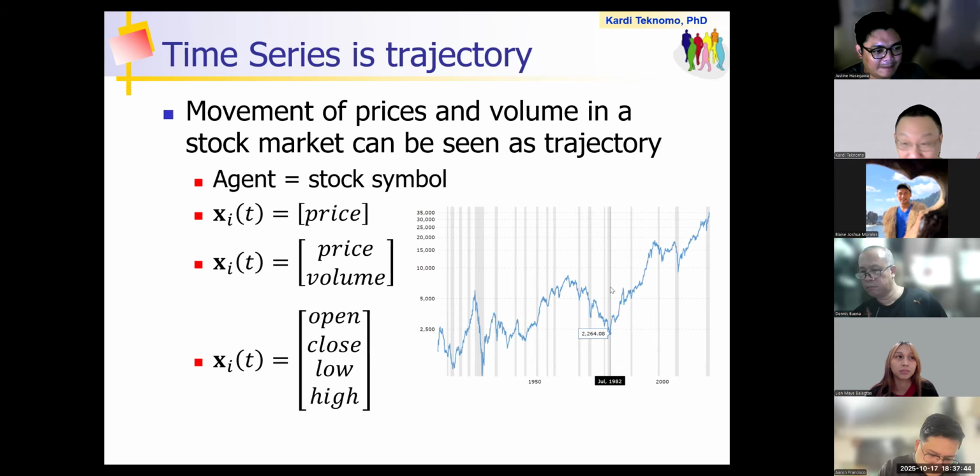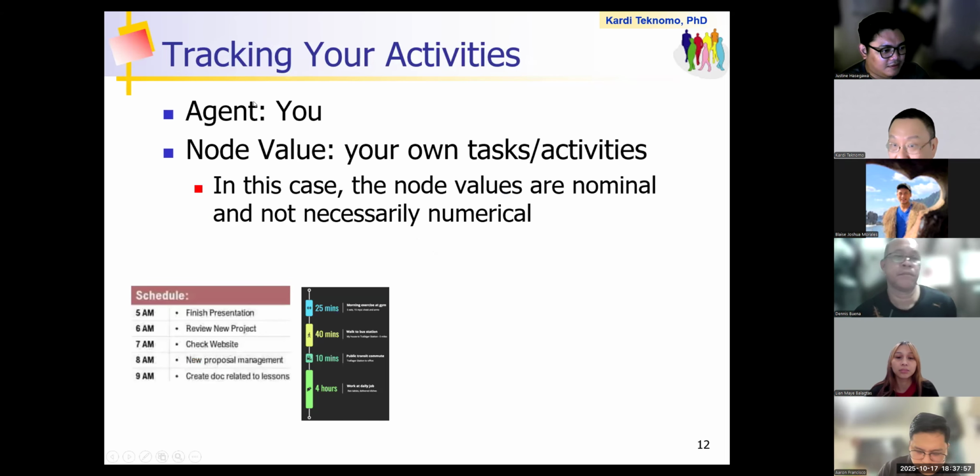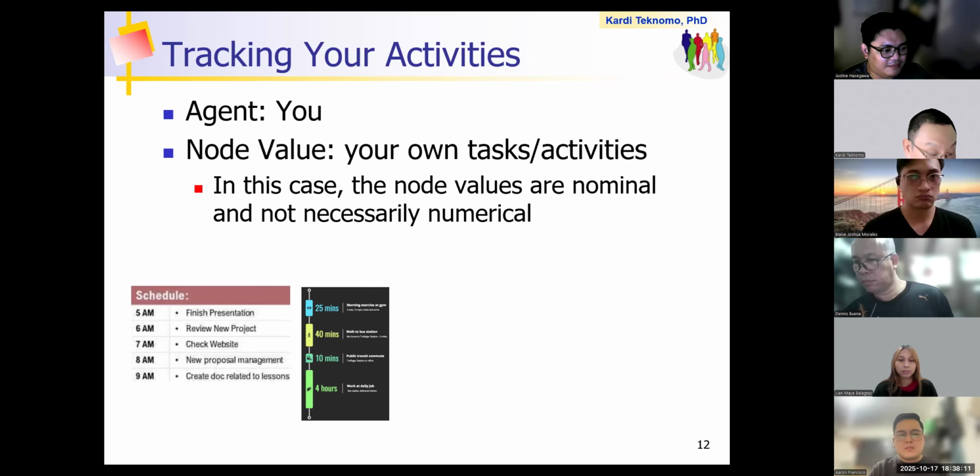Totally different from urban planning, I understand, but the same technique we can apply to many different fields. That's the main point. You can track your activities, so the agent is you, and the schedule represents the nodes that you want to track. These are other examples of how we apply trajectory in many different fields in our life. The node can be nominal, not necessarily numerical.